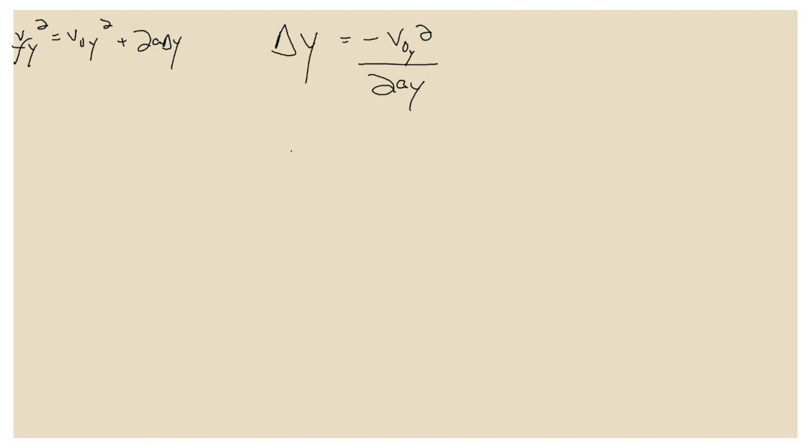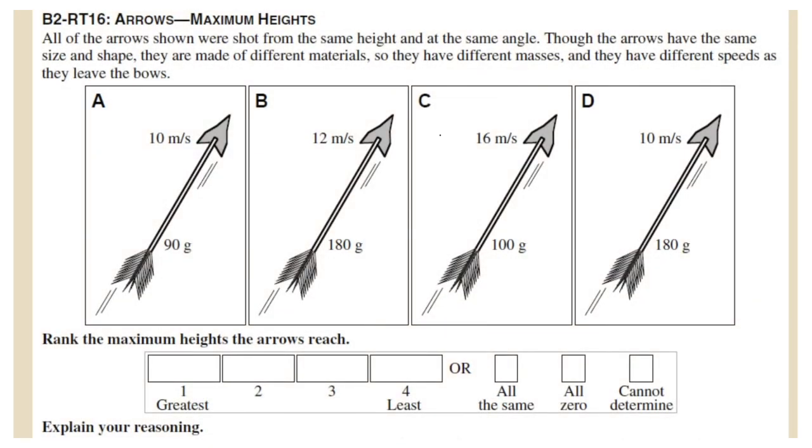And so the obvious question here is, well, what does that tell you? What that tells you is the maximum height, delta y, is directly proportional to v naught y squared. So, of course, we have to answer the question, well, what does that mean? And what that means is pretty simple. The object with the largest vertical component of its initial velocity will reach the largest height. End of story.